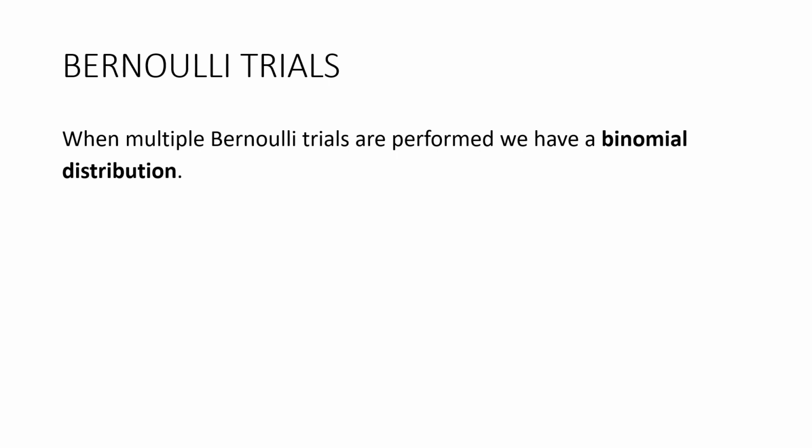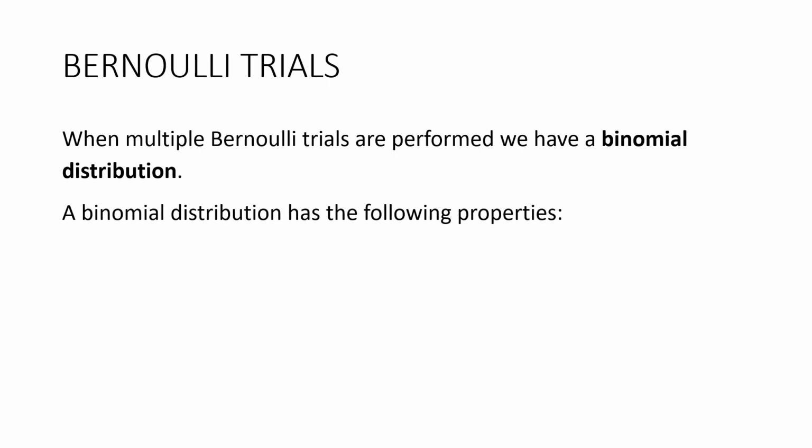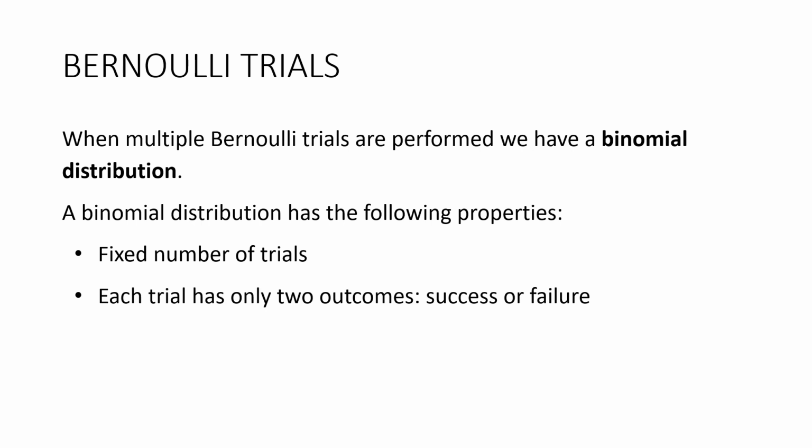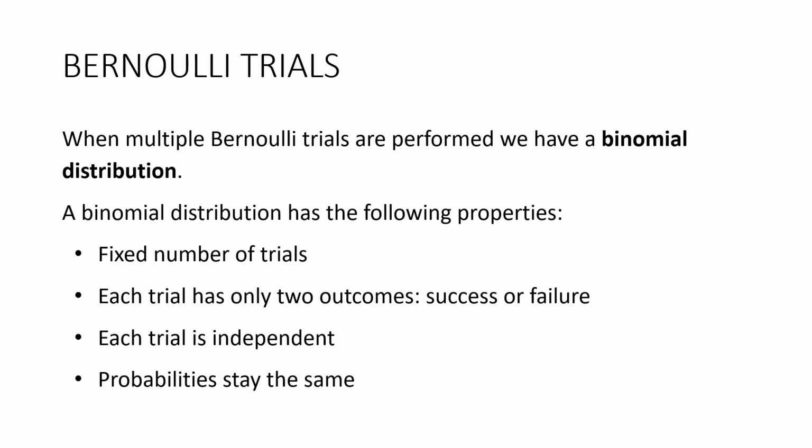Now, a single Bernoulli trial is not particularly useful, but when multiple Bernoulli trials are performed, we have a binomial distribution. And here are the properties of a binomial distribution. It has a fixed number of trials, so we might toss a coin 20 times. Each trial has only two outcomes, success or failure. Each trial is independent, so if I toss a coin, it's not going to affect the outcome of the second toss. And the probabilities stay the same. So if the probability of success is 3/4 in the first trial, it has to be 3/4 for every trial.